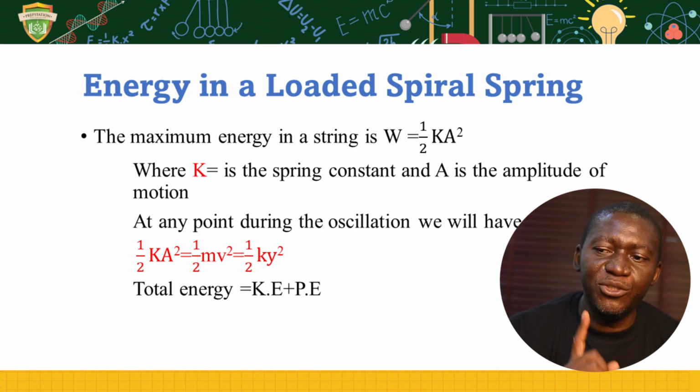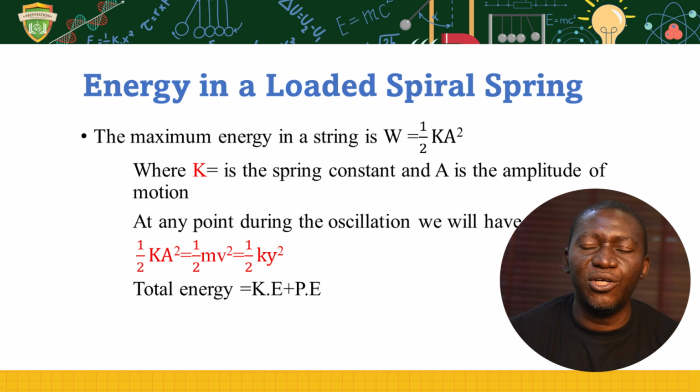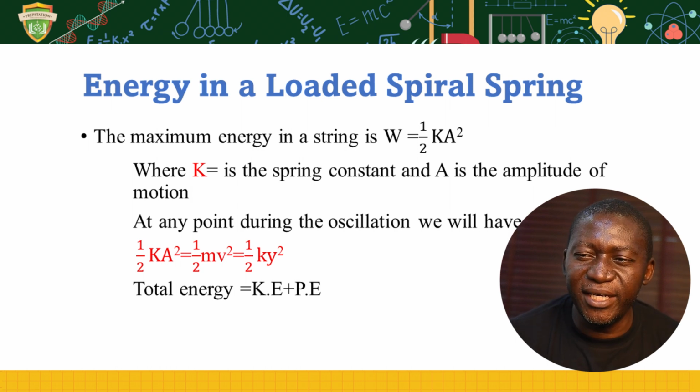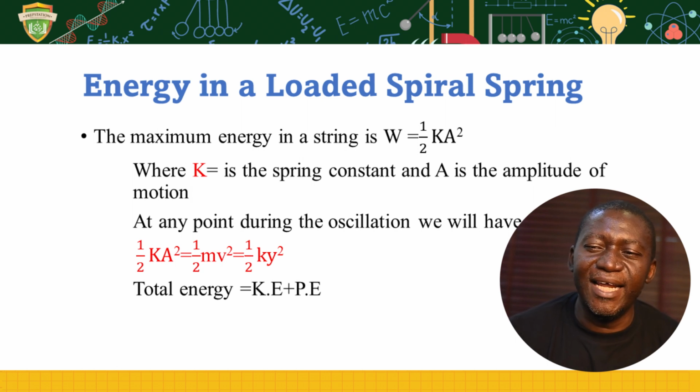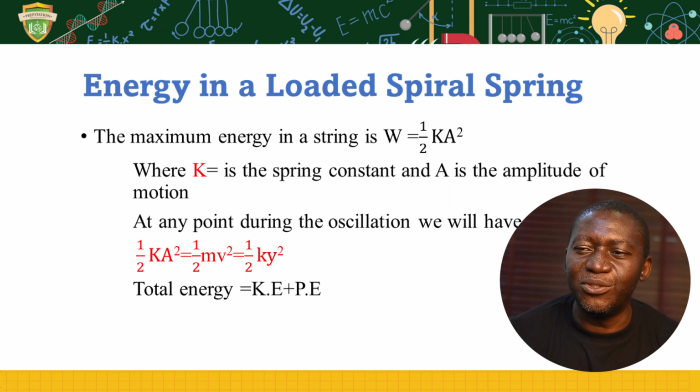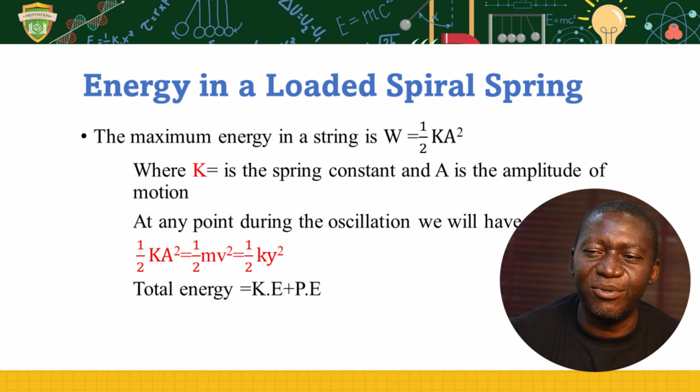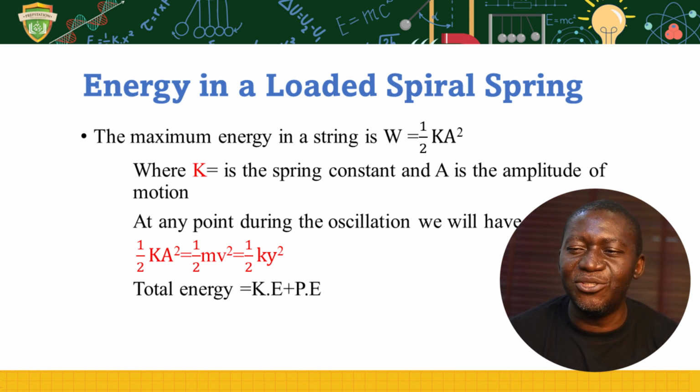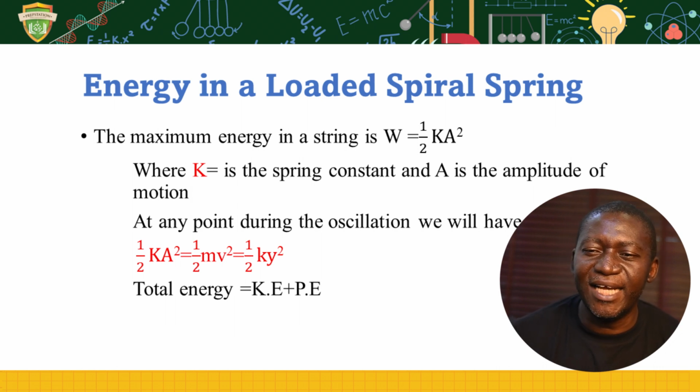Now, at any point during the oscillation of the spring, we will have kinetic energy equal to potential energy, which is also equal to the maximum energy at any point. So the total energy there is going to be your potential energy and your kinetic energy.